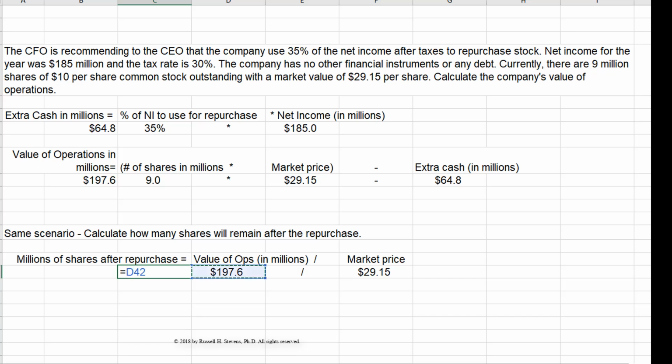Highlight the 197.6. Type in a slash denoting division. Highlight the $29.15 and press enter. The answer shows 6.8 million shares left. In actuality, it's not a nice even number, but when dealing with numbers so large, it's better to go ahead and round to 1 or 2 decimal places.